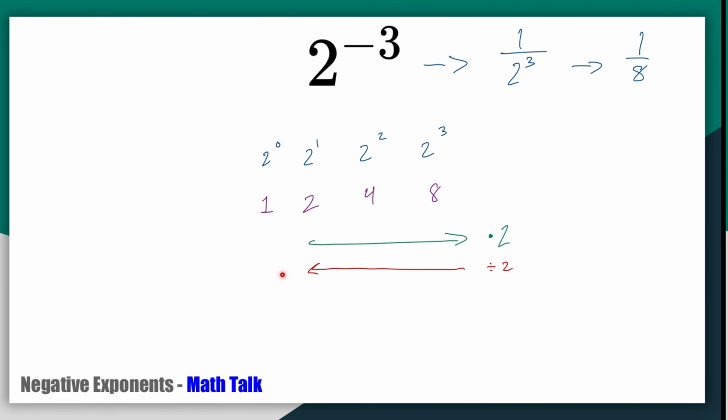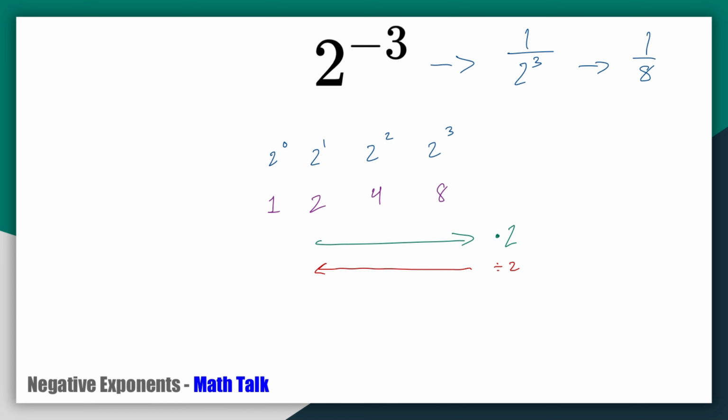So if we keep this pattern of dividing by 2 going to the left, and we keep subtracting 1 from the exponent's place, well, 2 to the power of negative 1 must give us 1/2. Because to go from this positive 1 here and keep that pattern dividing by 2, 1 divided by 2 gives you 1/2. Which means then 2 to the power of negative 2 is 1/4. And then 2 to the power of negative 3 gives us 1/8. We're able to achieve this by dividing by 2 when we look at this pattern to the left.